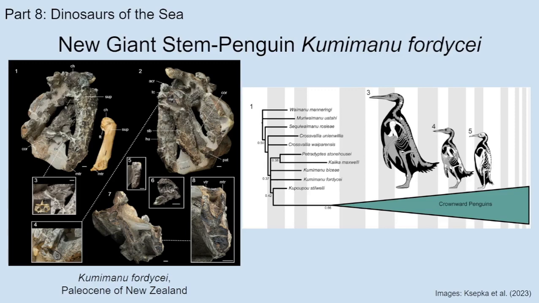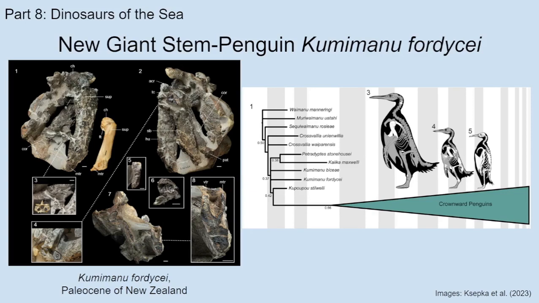But from these bones, the authors were able to estimate how massive this penguin would have been. They estimated that it would have weighed somewhere in the vicinity of 150 kilograms, which is as big as a large modern ostrich. It is as big as the largest living bird today. At least based on the material that we have, this would make it more massive than any of the other giant fossil penguins that have been discovered before. At least for now, this seems to be a leading contender for the biggest stem penguin ever.